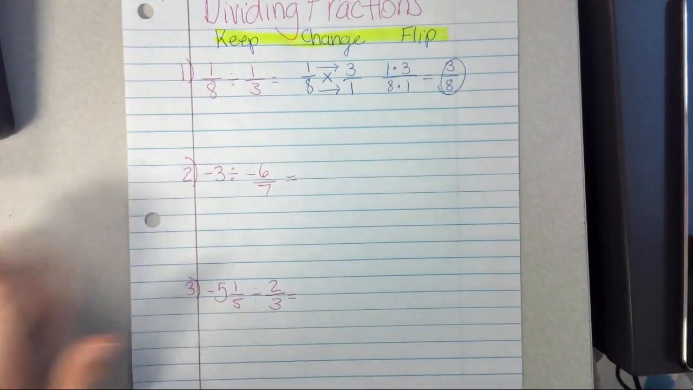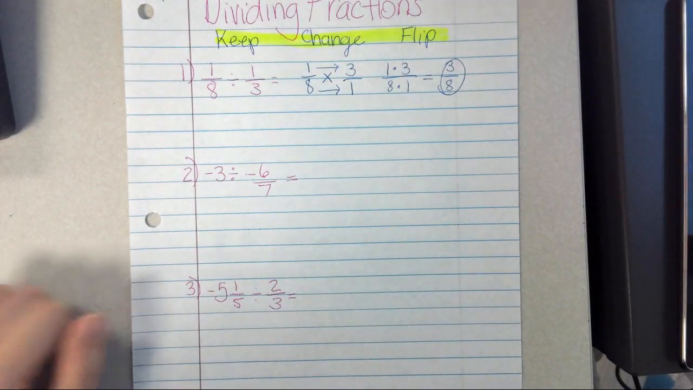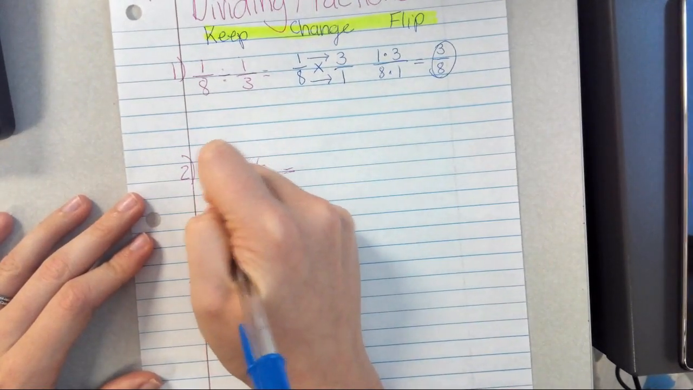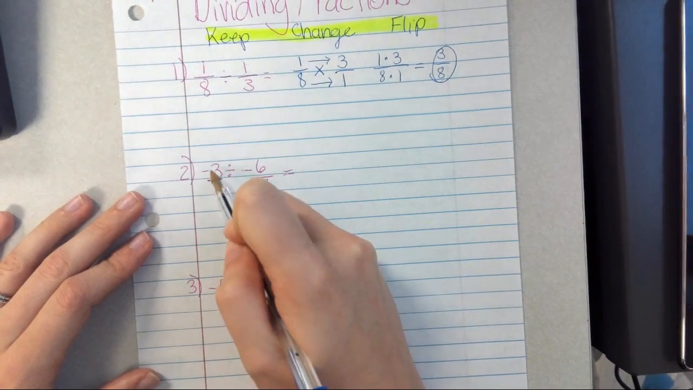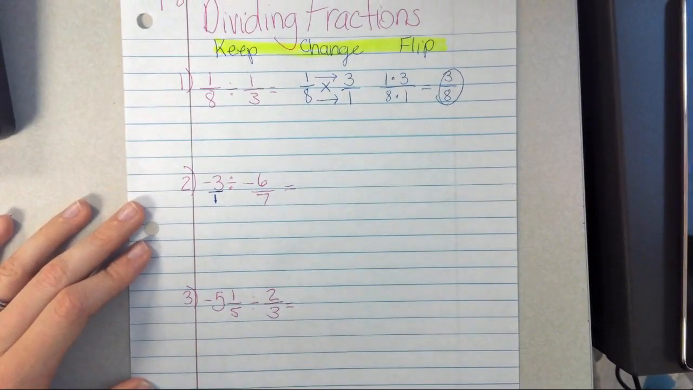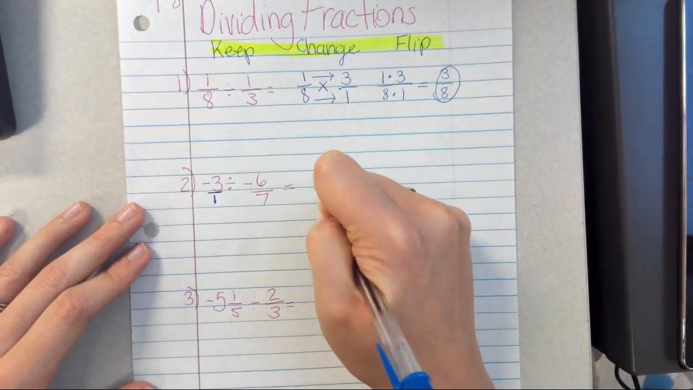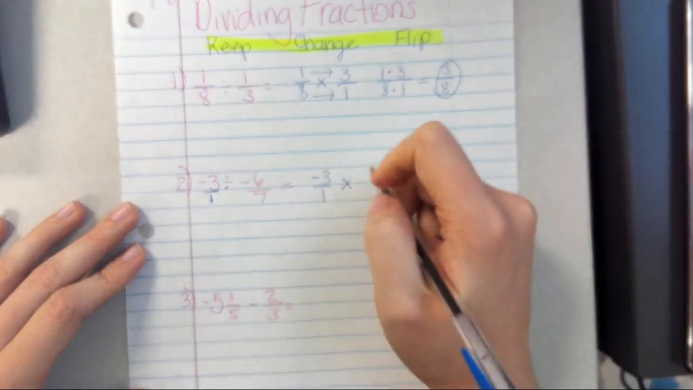Next one is same thing, except first you have to make that whole number, that integer, into a fraction. And to make this integer into a fraction, you just put it over 1, because -3 divided by 1 is still -3, so we didn't change the value of it at all there. So here's our fraction, so we keep -3 over 1, change to multiplication, and flip.